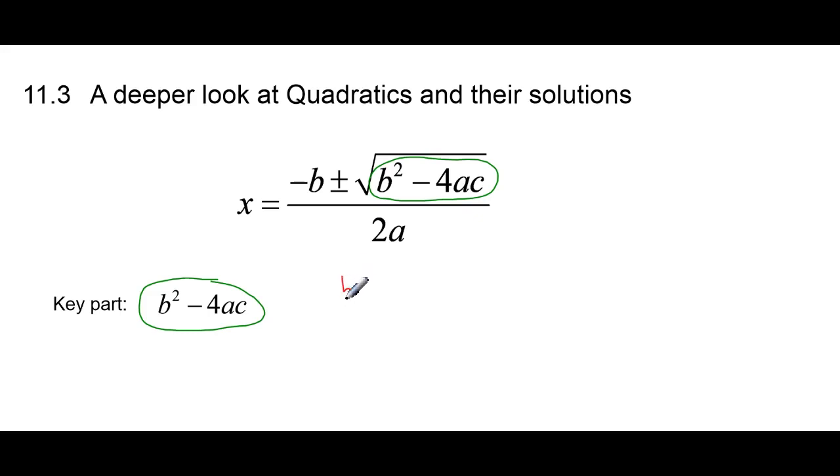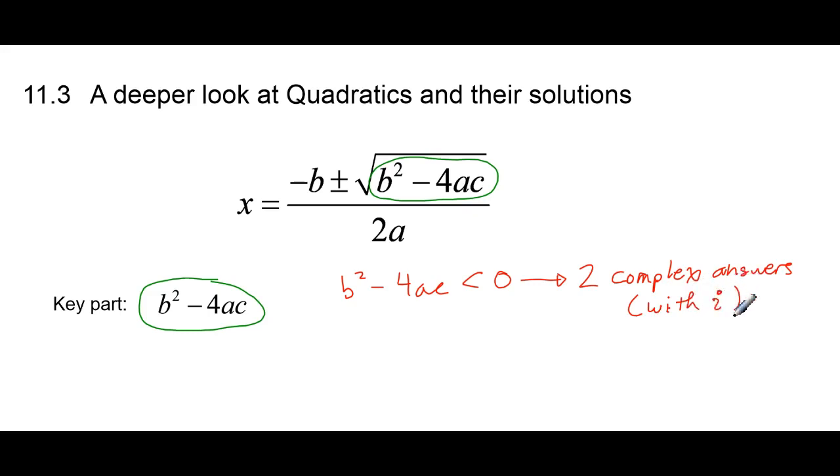For example, if this part of the equation comes out less than 0, remember what less than 0 means. Less than 0 means negative. So if it comes out negative, then you're doing a square root of a negative. So if you've got that, what you're going to get here is complex answers. You'll get two answers. There will be plus something and minus something, but they will be complex answers. What that means is with i. So that's one possible thing that can happen.